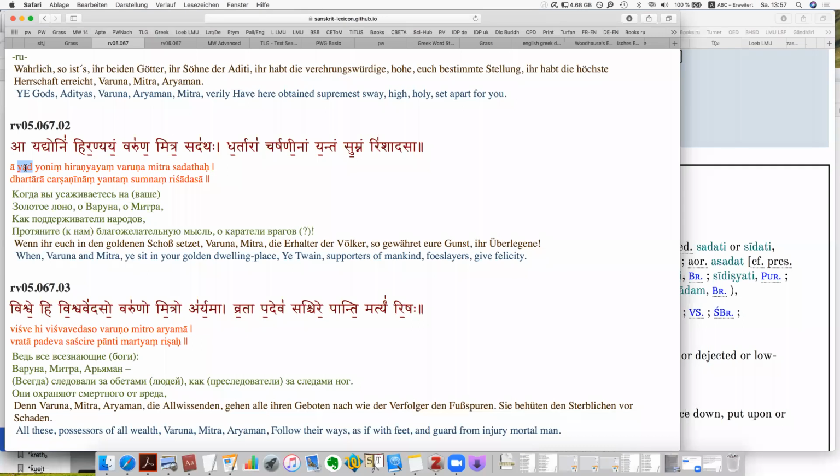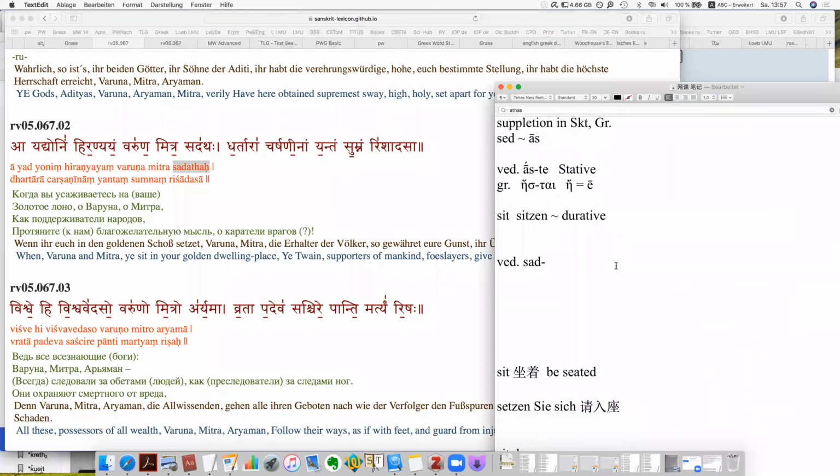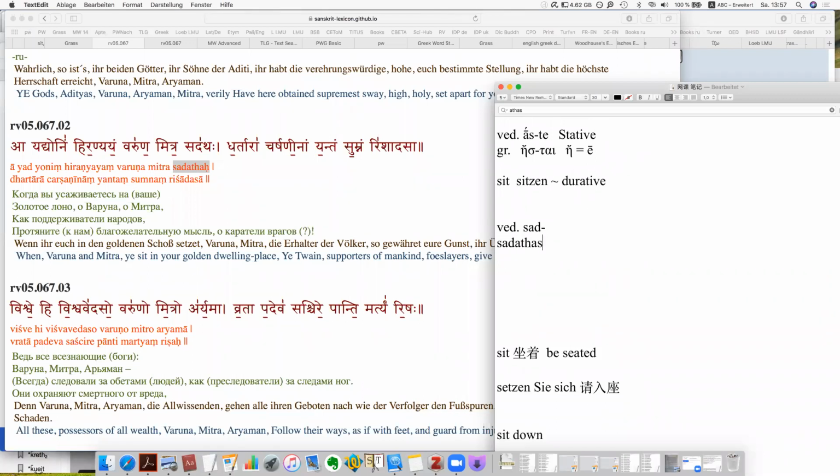So yat means if. It is actually a relative pronoun, neuter, and it can sometimes mean when, if, or something like that. So if or when. This is the verb, and the verb sadatas is second person plural. So you two, what should they do?